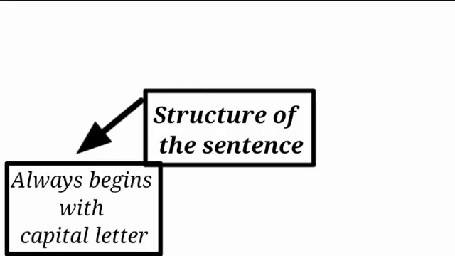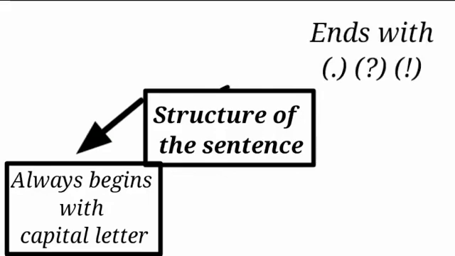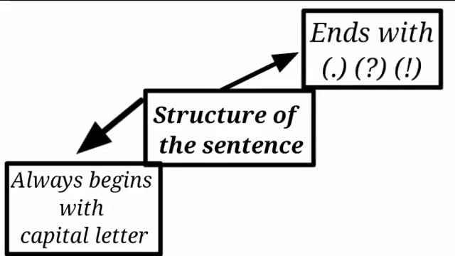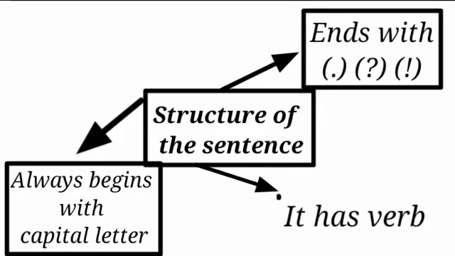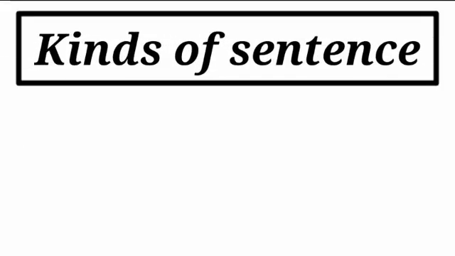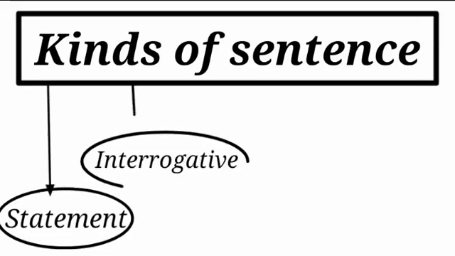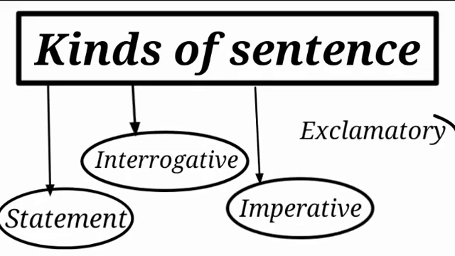Structure of the sentence. Sentence always begins with a capital letter. Second point, a sentence generally ends with a full stop or question mark or an exclamation mark. Third point, it has verb. Next, we will learn about the kinds of sentence. There are 4 kinds of sentence. What are they? They are statement, interrogative, imperative and exclamatory.